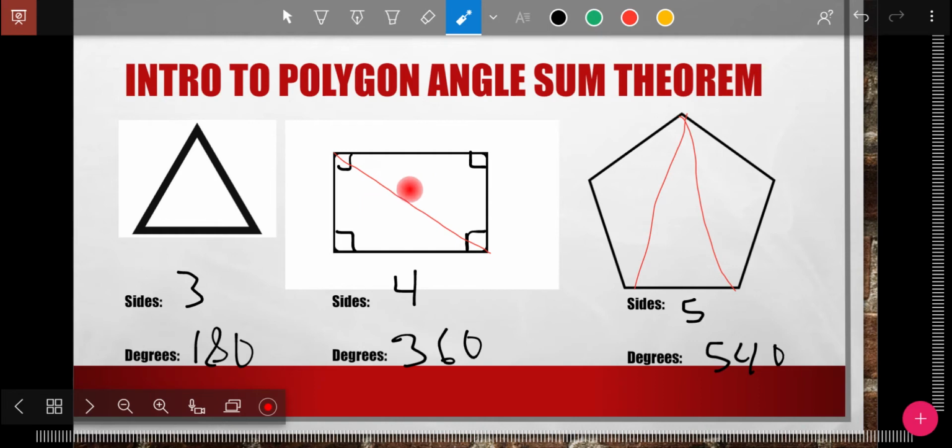Drawing all diagonals without crisscrossing splits this one into 2 triangles, 180 plus 180, 360. This one into 3 triangles, 180, 180, and 180, 540. So if I asked you how many degrees in a 7-sided shape, you would just keep adding 180, 180, 180, or we have a formula.